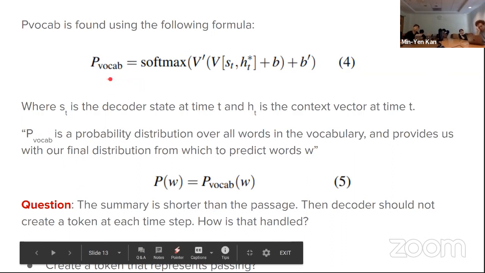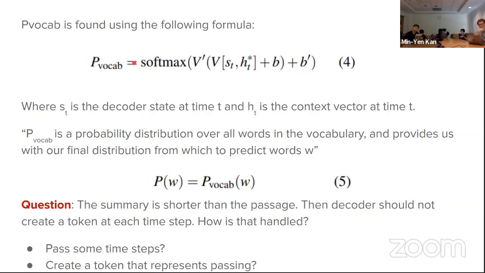So I think this is the part that Yigit was asking about, the vocabulary distribution. How we find the vocabulary distribution is we have two linear layers that combine the context vector and the decoder state. As I just said, we take them through two linear layers, and then apply a softmax to find the final vocabulary distribution. After we get our vocabulary distribution, the only thing we need to do is sample some words from it for our next word in the summary.